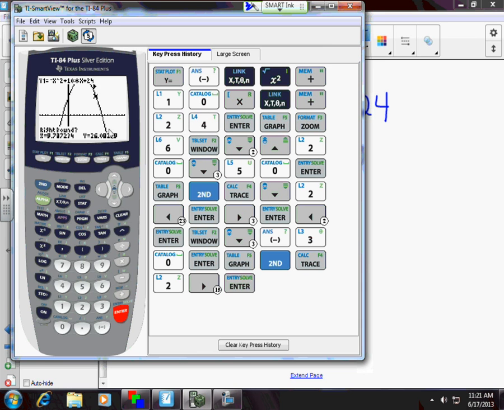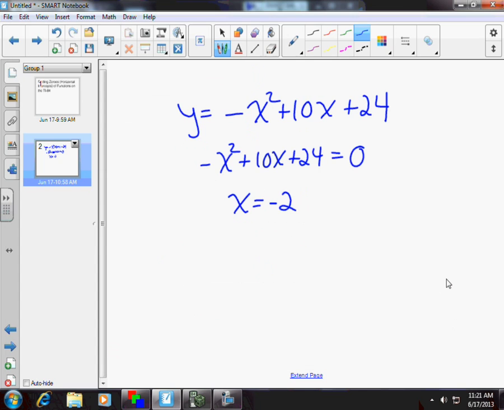Now it's asking us for a right bound, so we need to get to the right horizontally. So we'll use the arrow key to move to the right. See, now I am past the intercept on the right horizontally. So I'll press enter. And now remember, it wants us to guess, so we'll get close to the intercept and press enter. And again, it gives us the solution 12. So the other solution is 12.